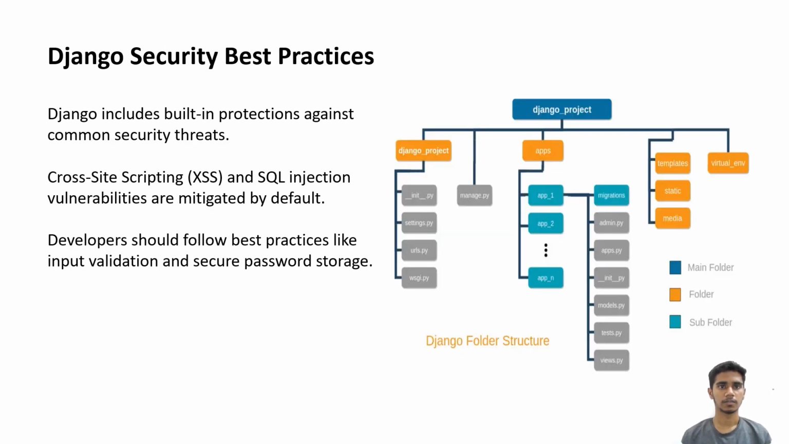Django security best practices. Django includes built-in protections against common security threats. Cross-site scripting and SQL injection vulnerabilities are mitigated by default. Developers should follow best practices like input validation and secure password storage.